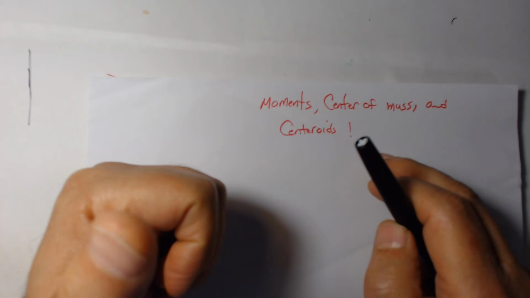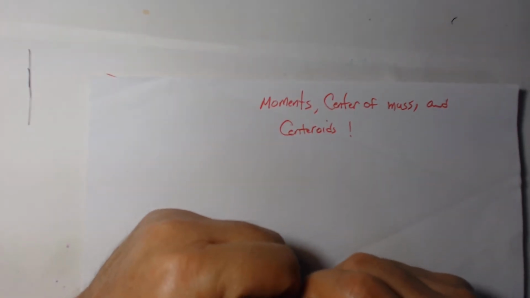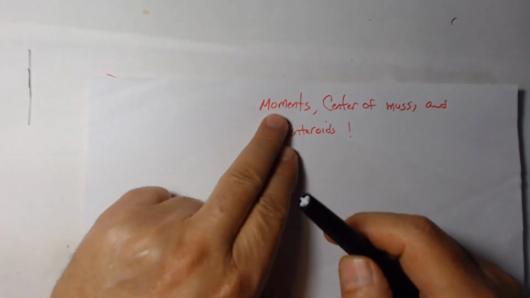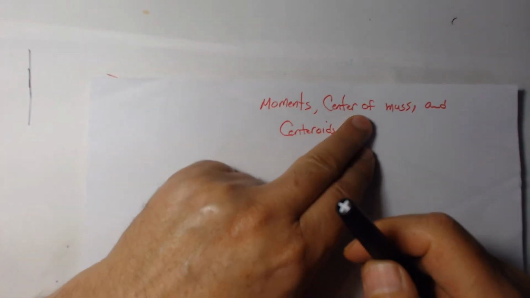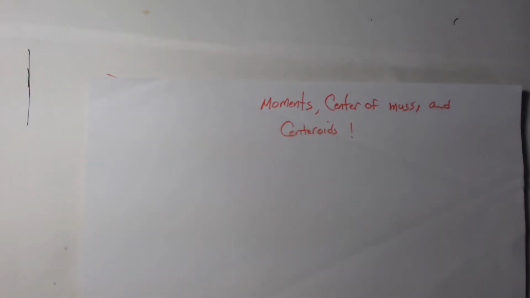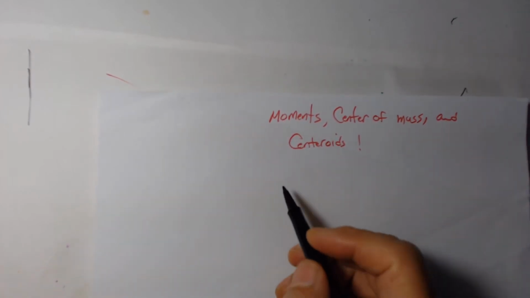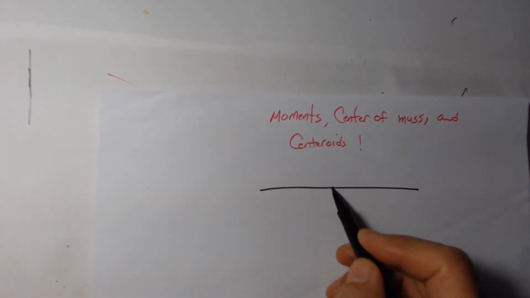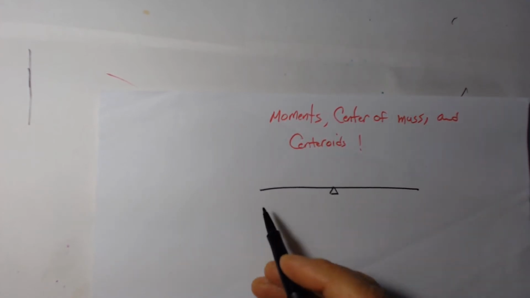In this short video, we're going to talk about the applications of double integrals. We're going to use double integrals to find the moments, center of mass, and also the centroid. And if you remember in calculus 2, we talked about a fulcrum in a seesaw.